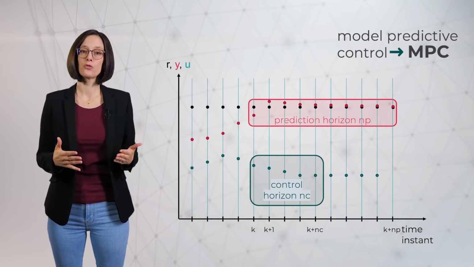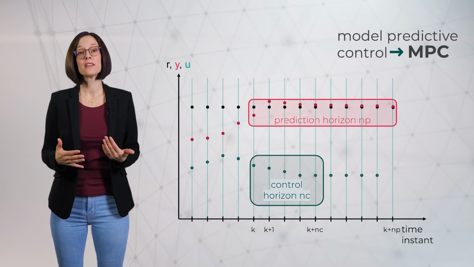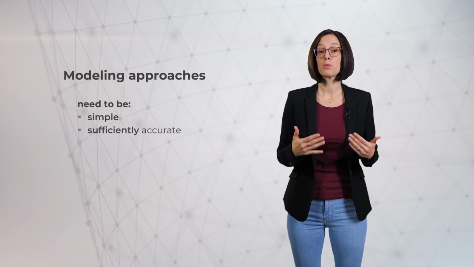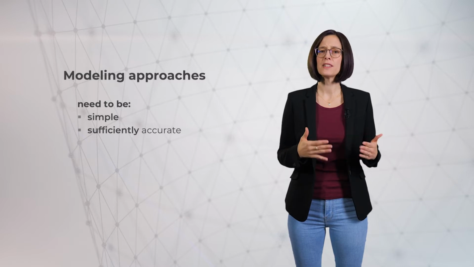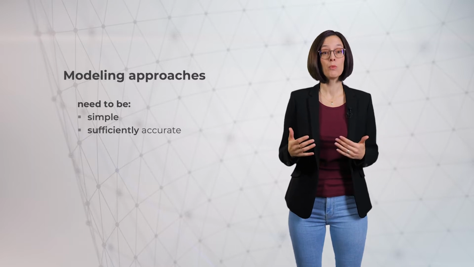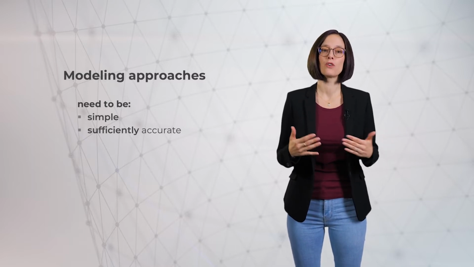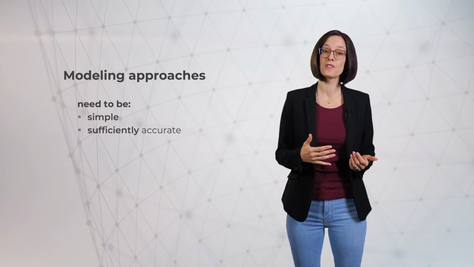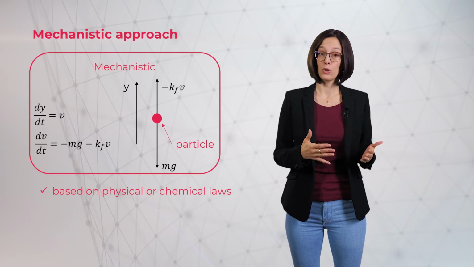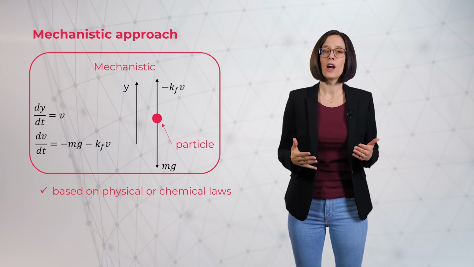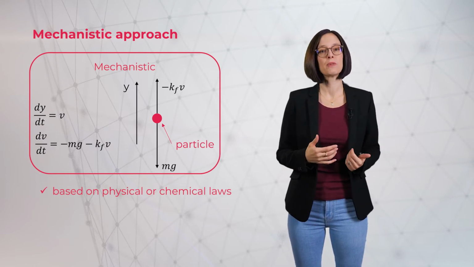A prerequisite for using model-based control concepts is the availability of suitable process models. Such process models need to be simple and sufficiently accurate. We are not aiming for the best possible accuracy, but we are interested in simple models that capture the main dynamics of the system. Typically, mechanistic or data-driven modeling approaches are used. The mechanistic ones are based on physical or chemical laws. These laws are used to derive the system equations.